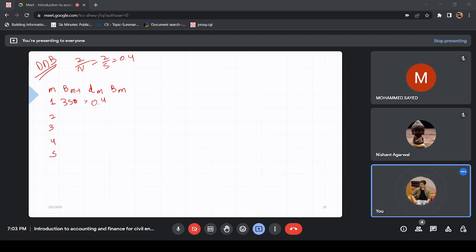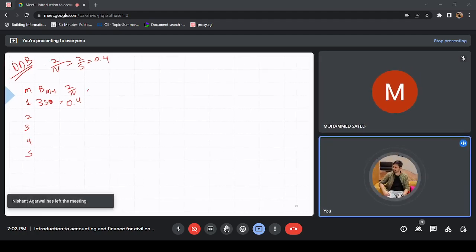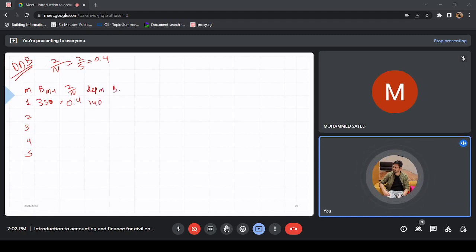So instead of having book value here, 2 by n is 0.4. Depreciation would be 140. So book value at the end of this year would be 210, right? So 210 again, 0.4 is the rate.